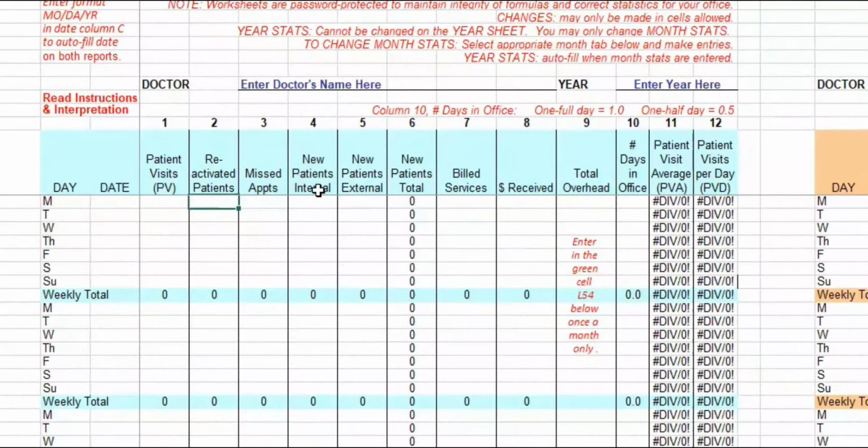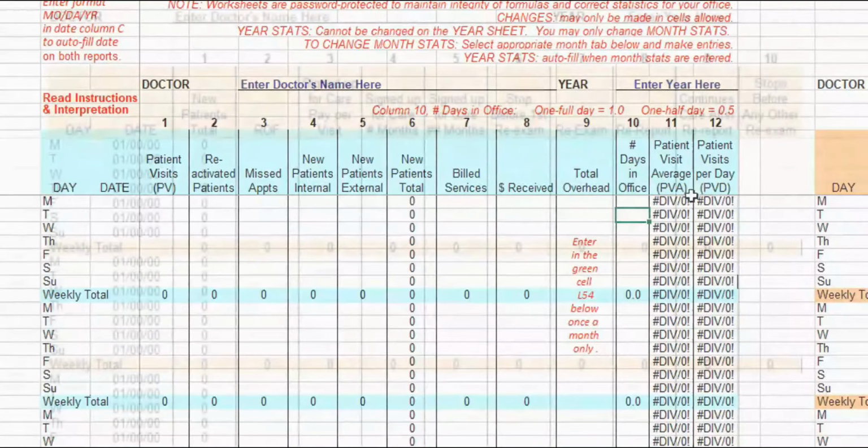So we put down the number of missed appointments, the number of new internal patients that came in today, the number of new external patients that came in today, and then that'll total out the number for you, how many new patients in total. Billed services, money received, total overhead, we put in one number at the end of the month. And then again, number of days in office, 0.5 is a half day or 1 is a full day. And then it will figure these numbers out for you.